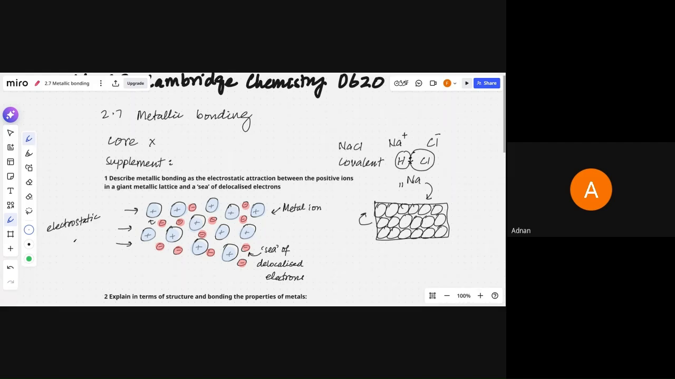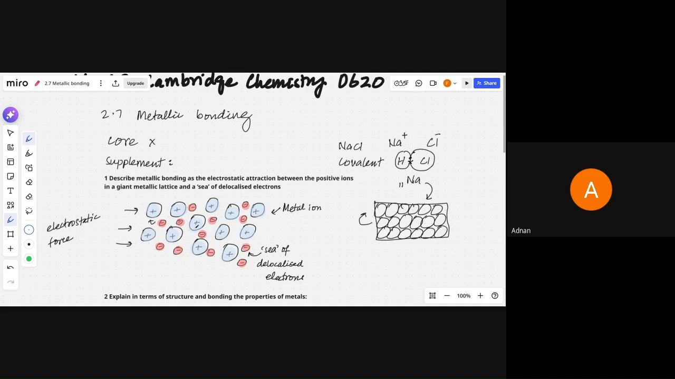Electrostatic force of attraction, or electrostatic attraction, exists between positive and negative ions. But here we have cations and a sea of delocalized electrons.